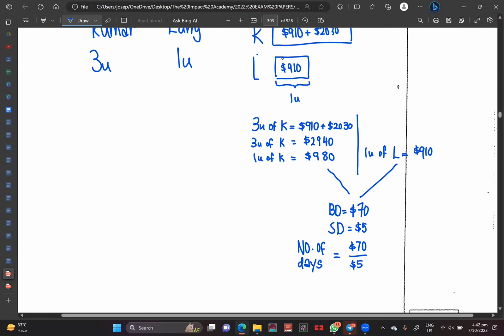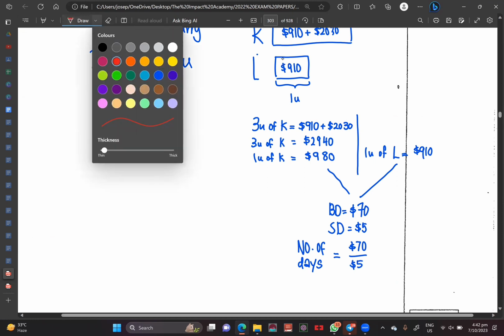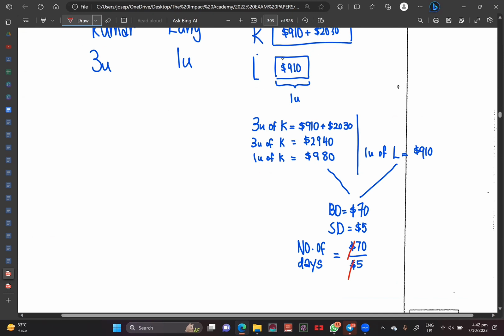You see, guys, why is my answer number of days? Because we are going to do dollar divided by dollar. Isn't that true? The moment I do dollar divided by dollar, what happens? I will cancel out, and what I will do is I will say that my answer has to be 70 divided by 5. That gives me 14. This is 14 days. Am I making sense here?